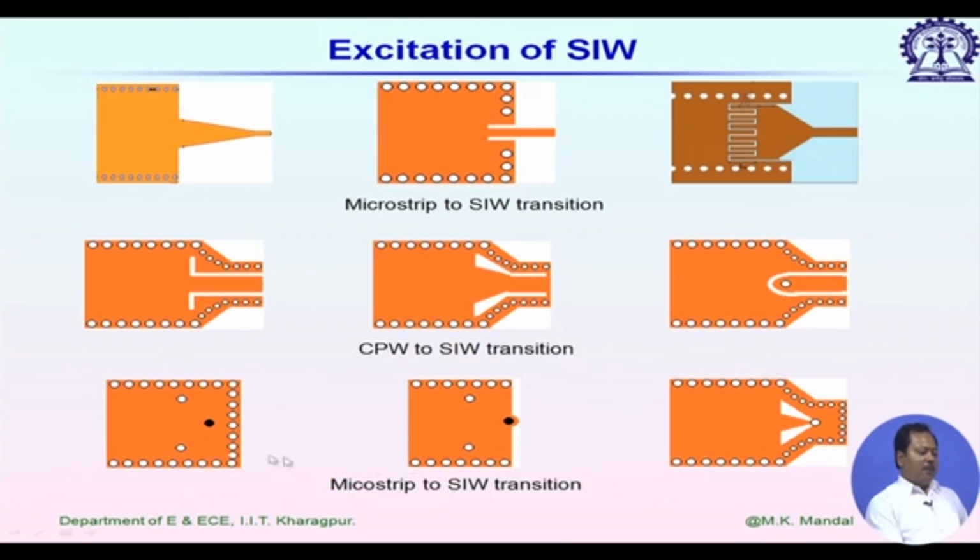In the next row, this is an example of coaxial to SIW transition. This first example we actually discussed for rectangular waveguide. You can see the coaxial central conductor shown by this black dot, which is lambda g by 4 away from the shorting wall, and two matching pins are used to improve the input impedance matching.